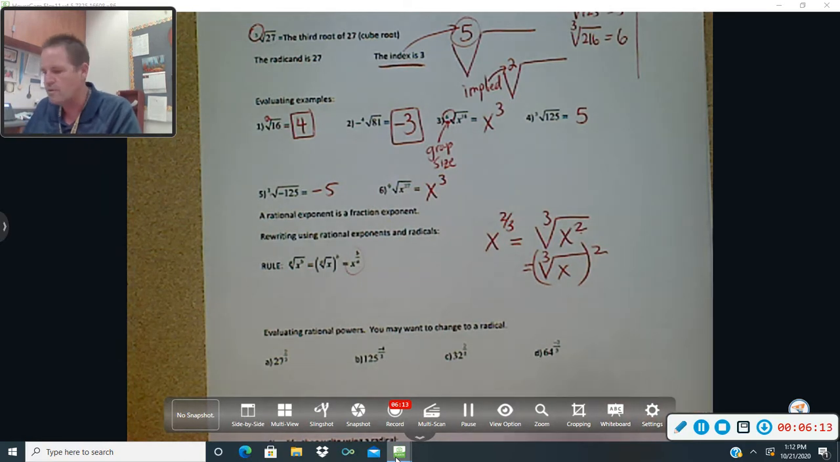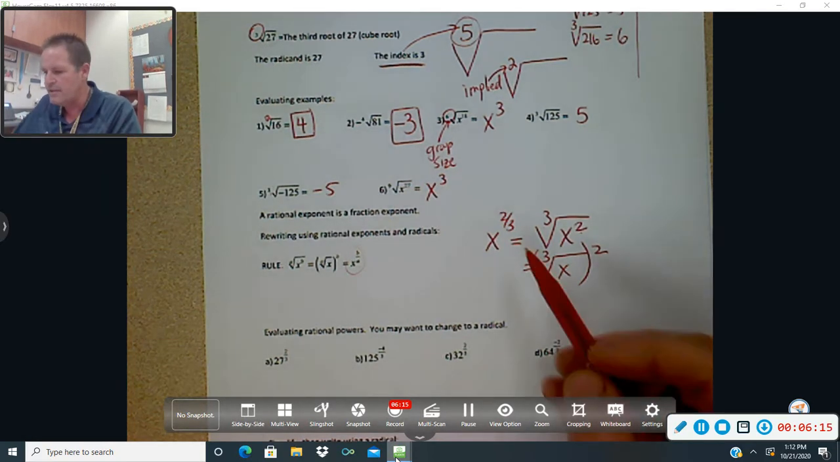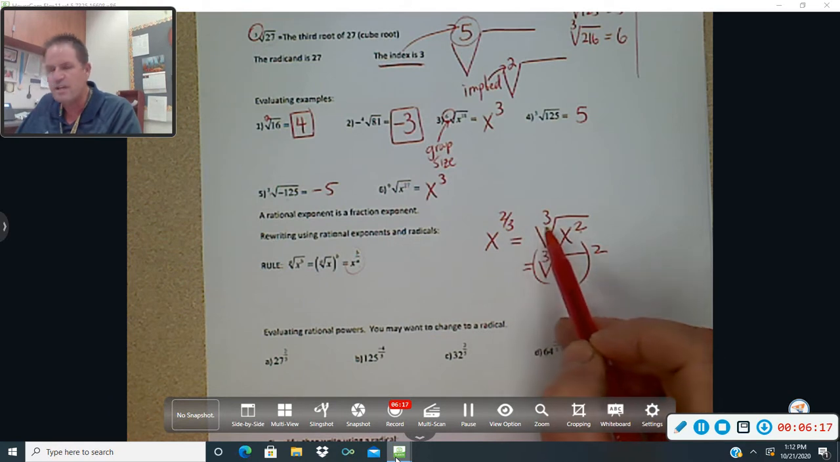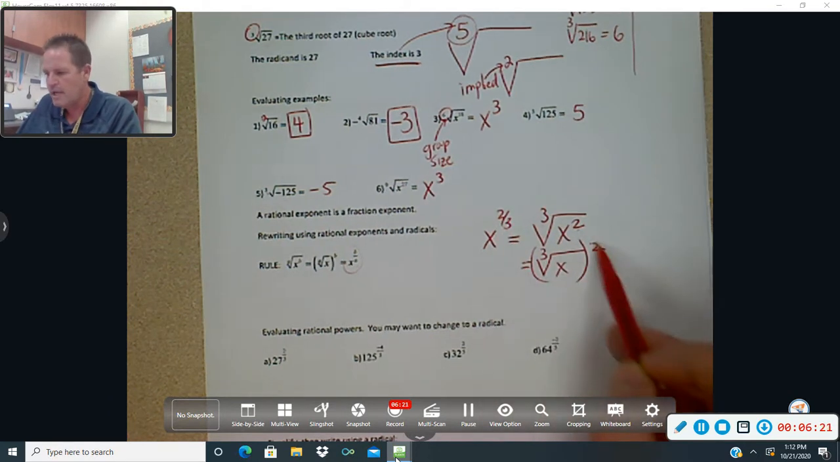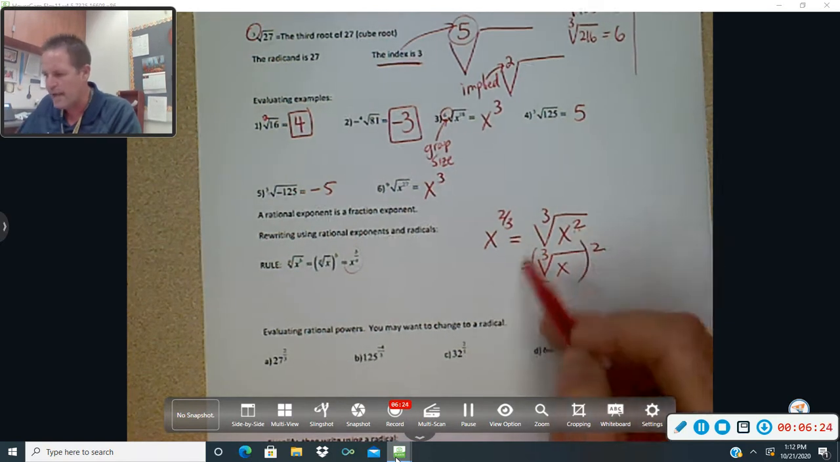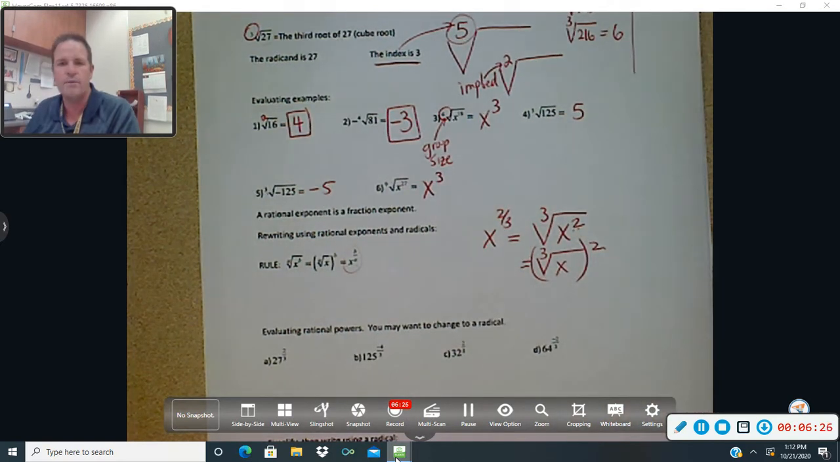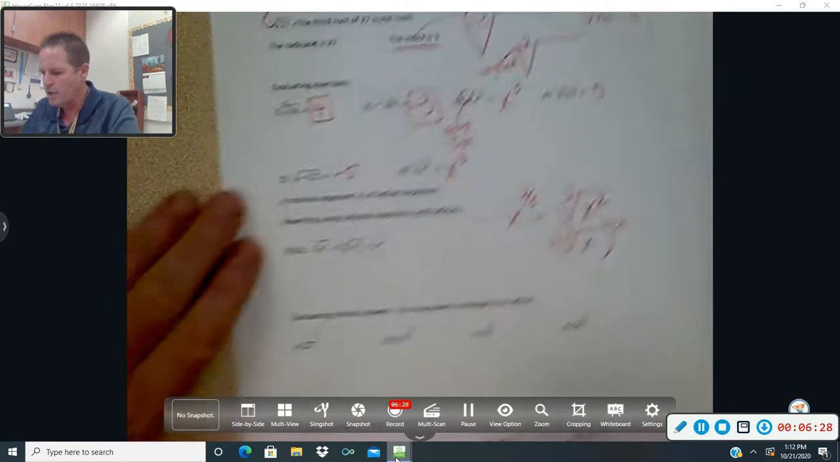I will show you these, don't worry. But the idea is that the bottom of the fraction is your index, and this top number is your exponent. You can either put it inside or put parentheses around the whole thing and put it outside. So let's look at a couple of those.